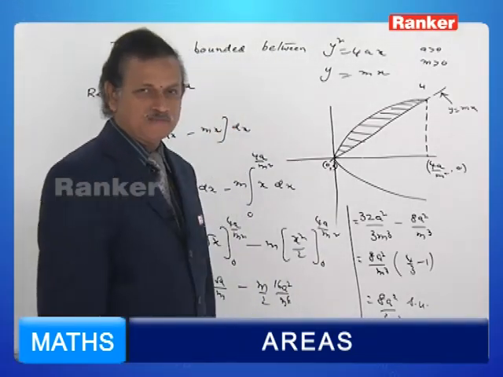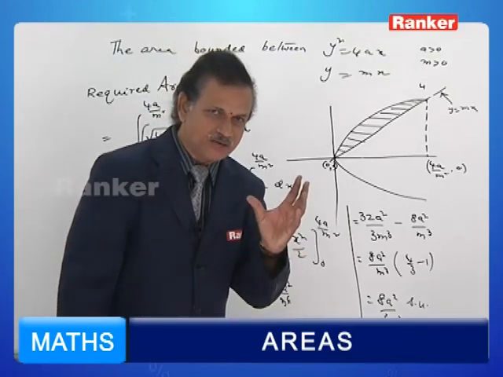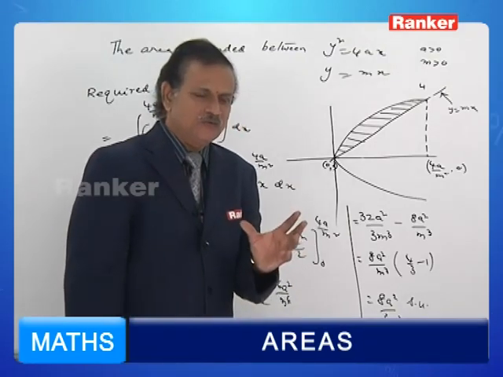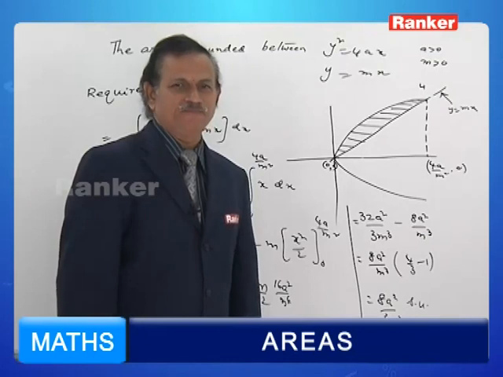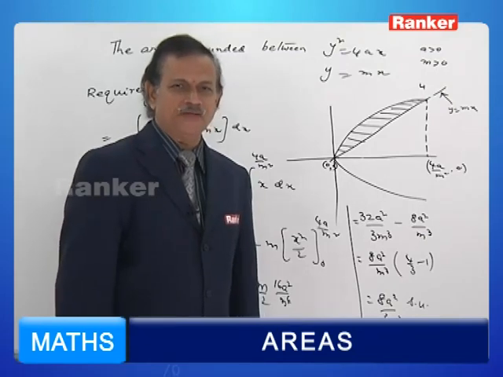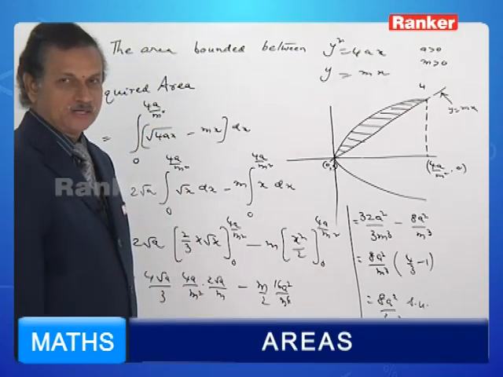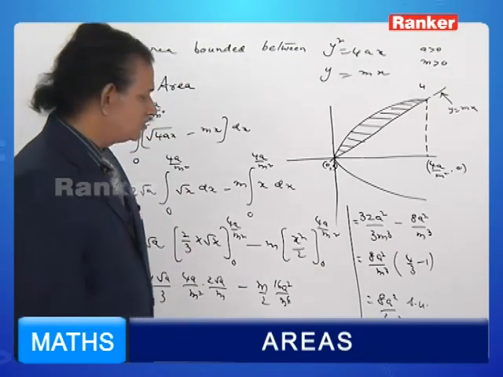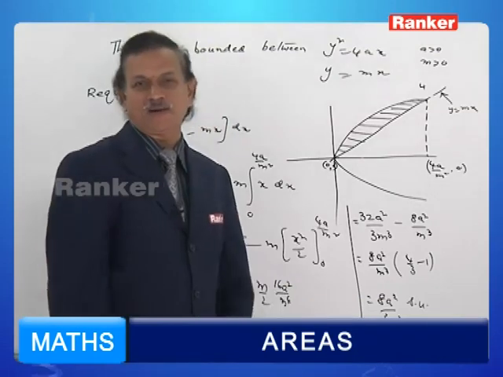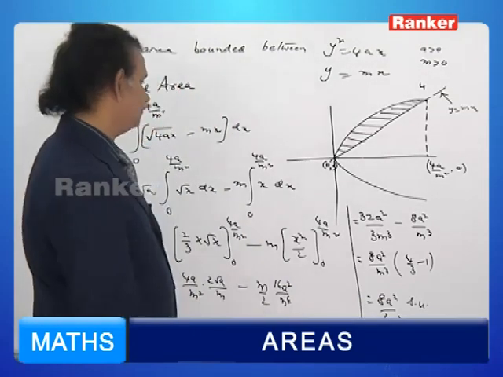Well, my dear, we could have already seen that answer 8a square by 3. Could you remember it? What is that? Area of the parabola between its lateral rectum is 8a square by 3. In that answer, you just adjoin m cube in the denominator. Then this answer will become.